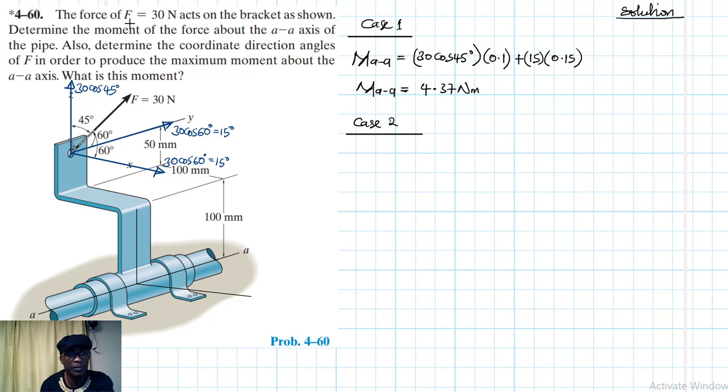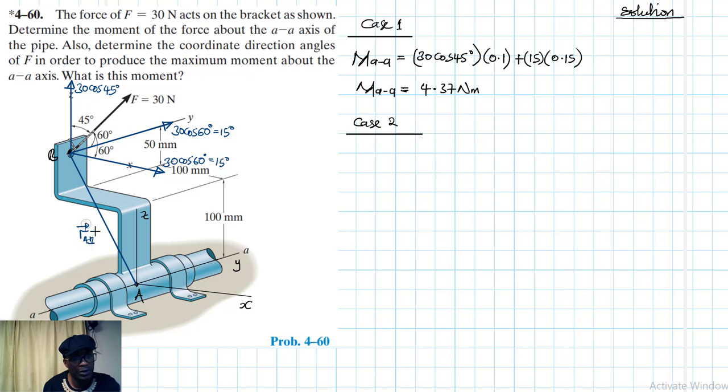Alright, so this is X, this is Y, and this is Z. And then if this point here is A, this is B, and then this one here is going to be equal to RAB.